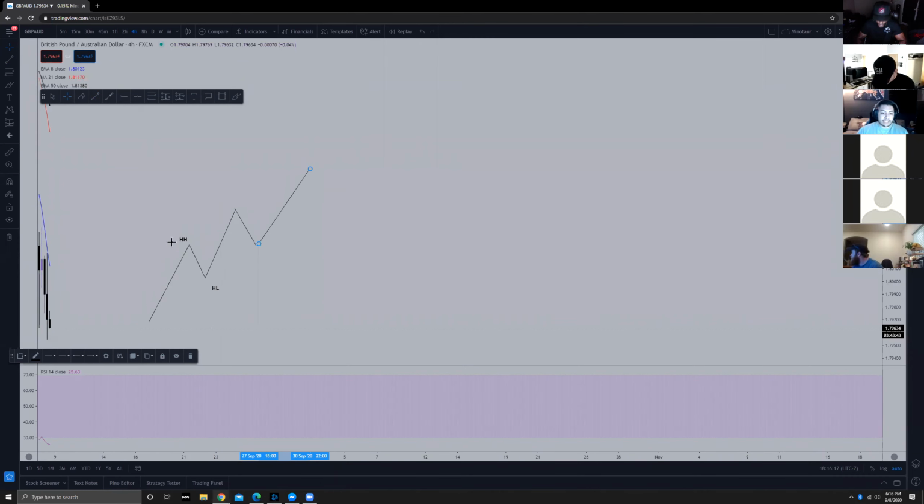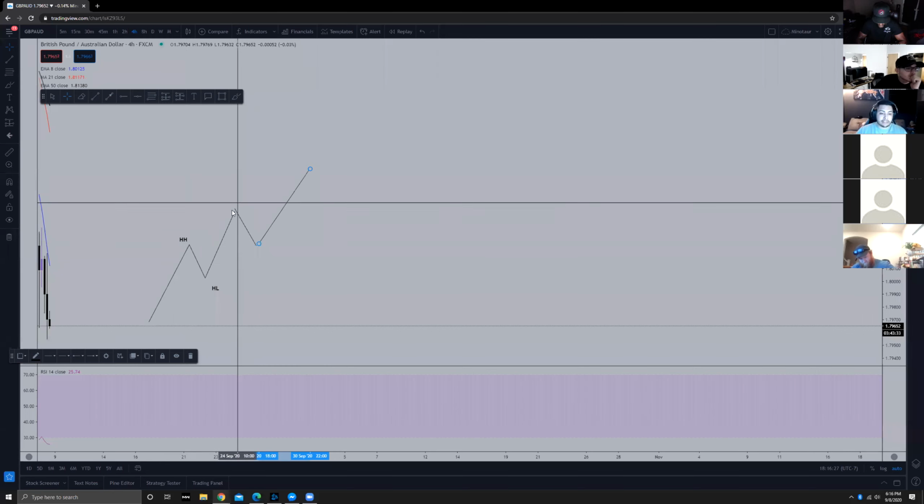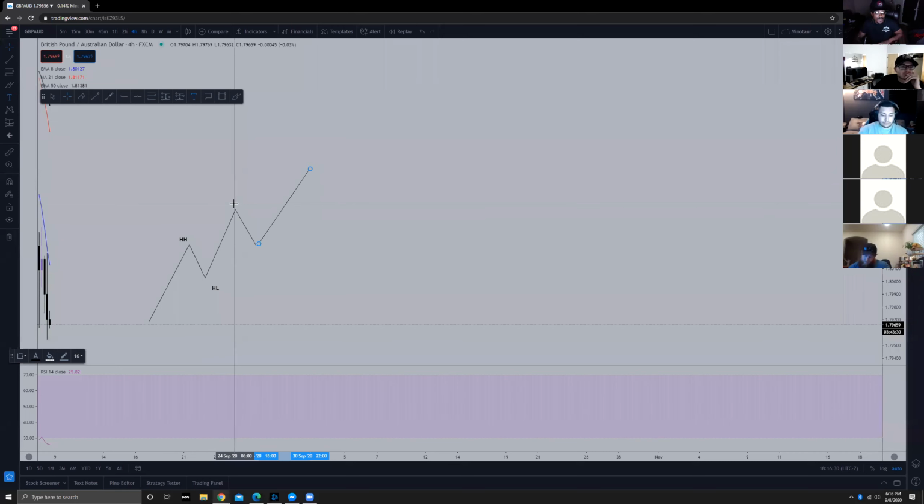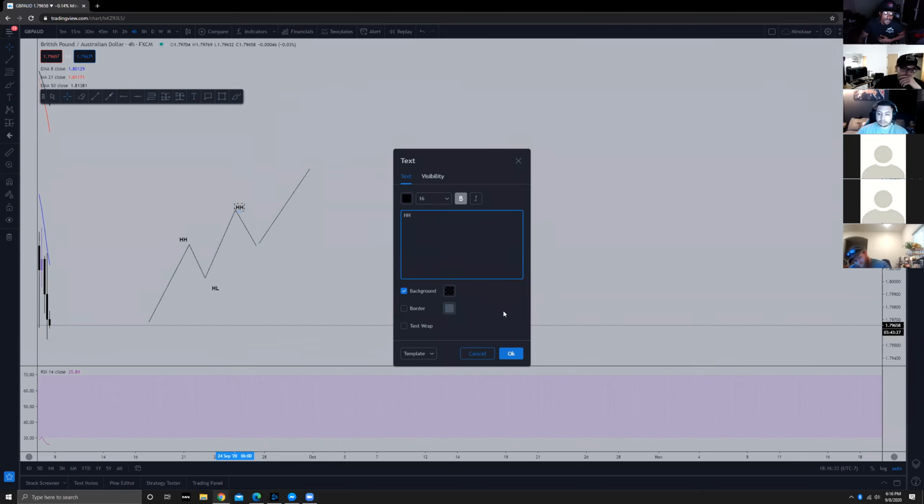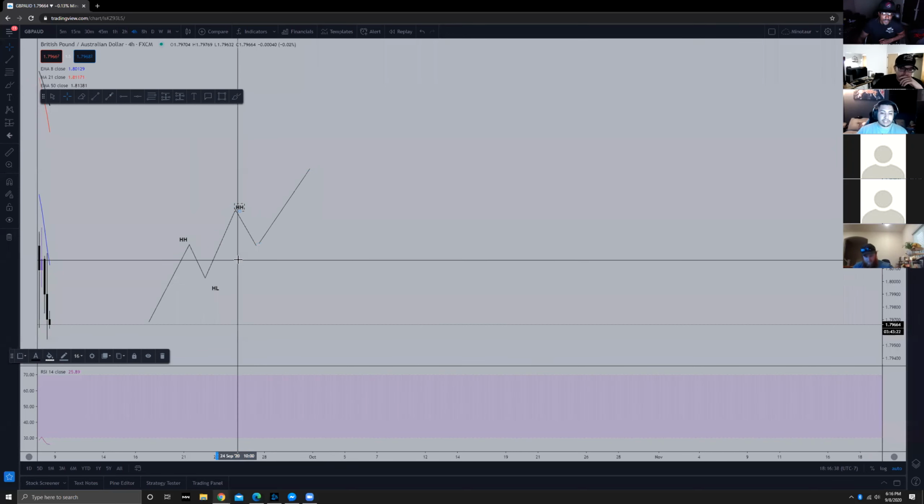And how you know that it's a higher high is you simply look at this one relative to the previous one. Is it higher, or is it lower, or is it the same? In this case right here, it's higher than this one, so we're going to label it as a higher high. What about this low? Is this low higher than this one? Yes, it is. So it's going to be a higher low.